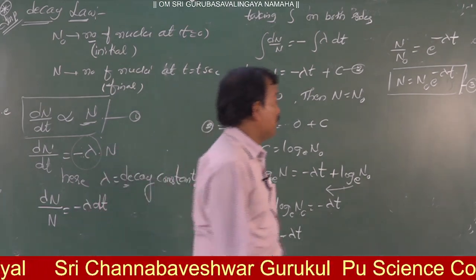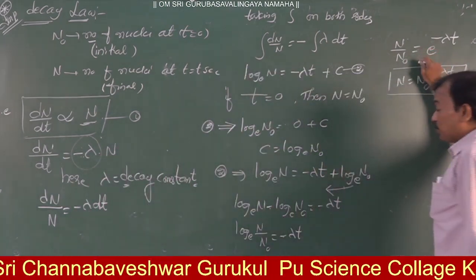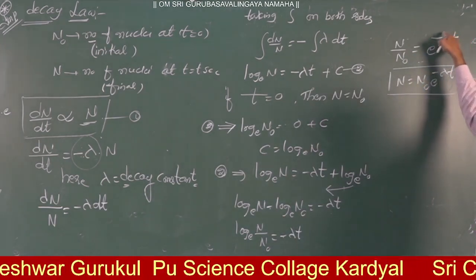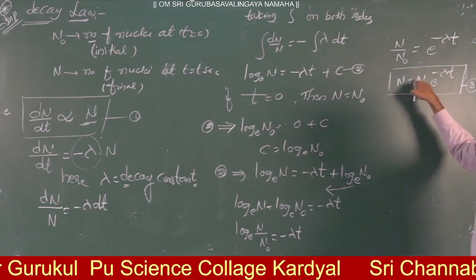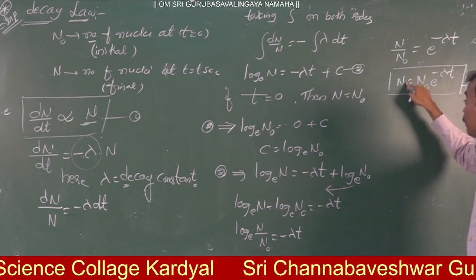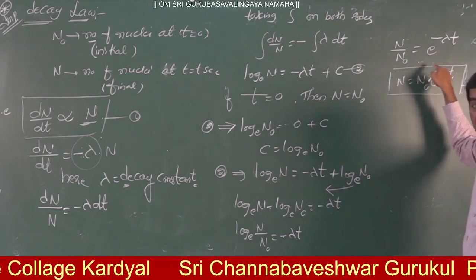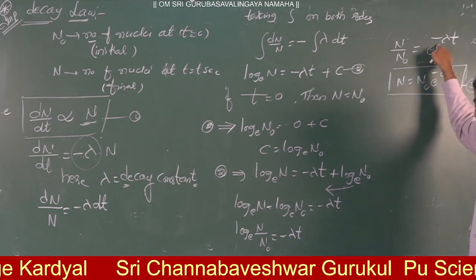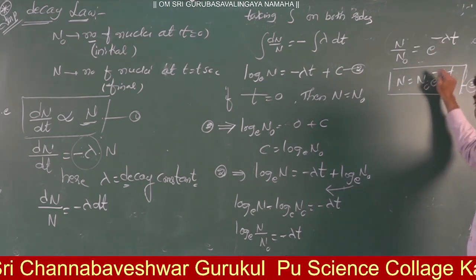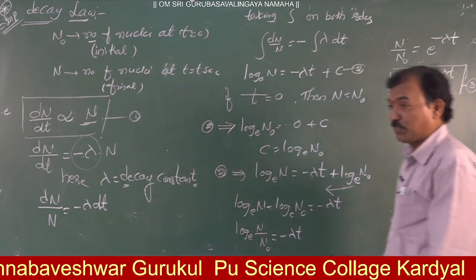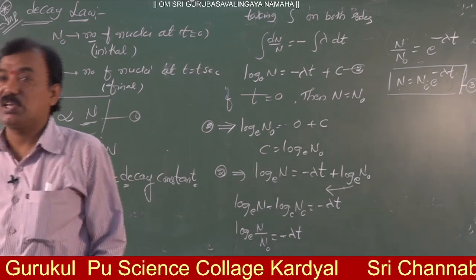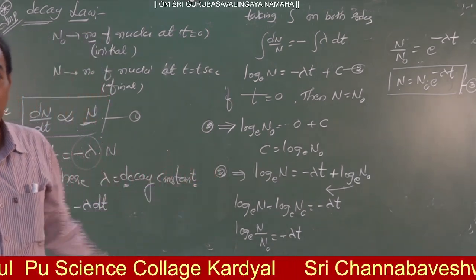One more equation: N by N naught is equal to e to the power of minus lambda into t, the exponential value. So N is equal to N naught into e to the power of minus lambda into t. That means the number of nuclei decreases with time exponentially. Tomorrow I will give the graphs, and next the activity and the half-life equations. Right, thank you all of you.